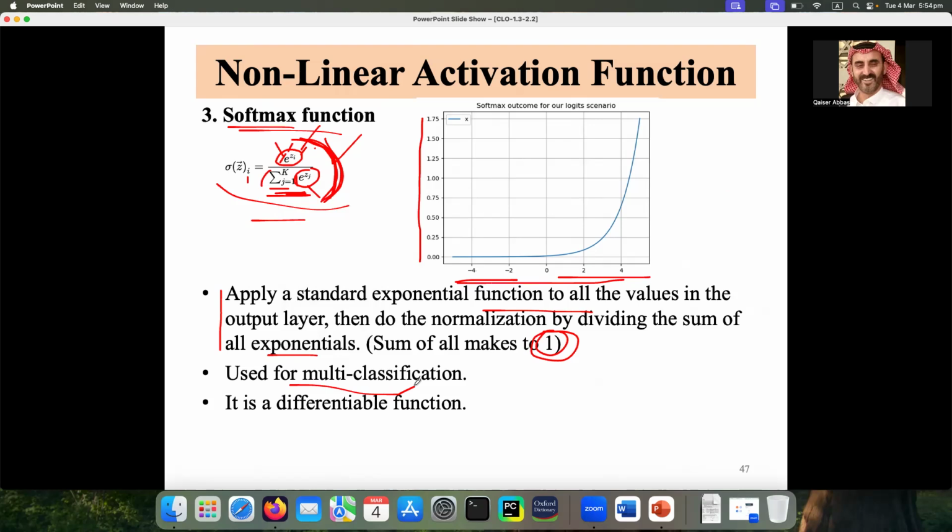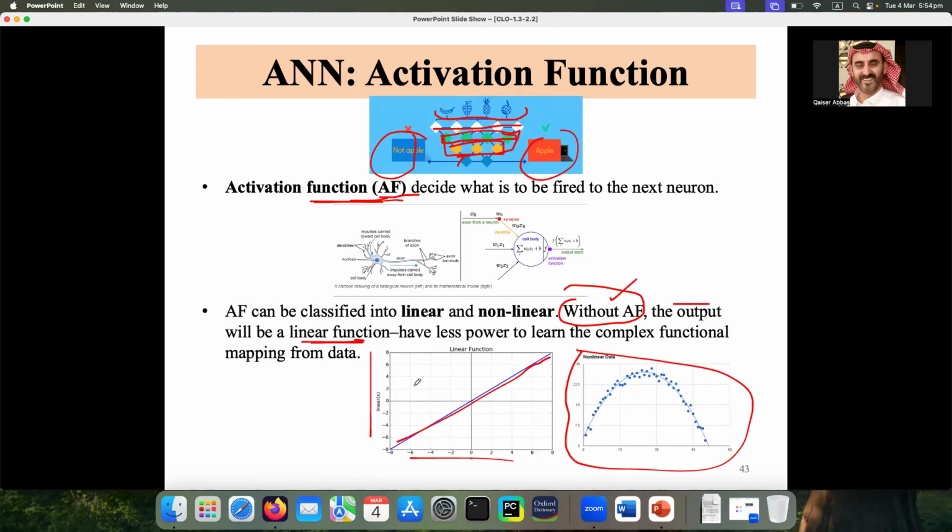If your classes are 5, 6, or 10, or whatever, you can use this one. For example, in the previous example, it is orange, ananas, apple, or banana. That is multi-classification, because you want to predict more than two classes. It is not binary, it is multi-classification.